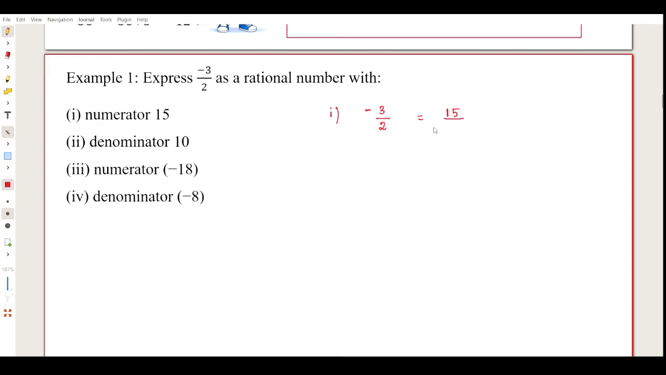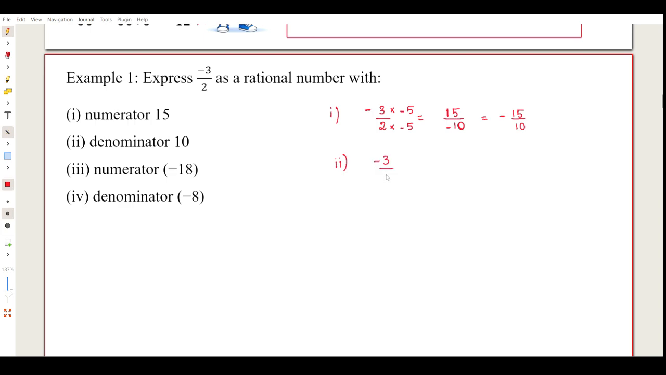Now I have to check what I should multiply with 3 to get 15. The same number should be multiplied with the denominator also. So 3 into what will give 15? Minus into minus is plus, so I should multiply by minus 5. The same minus 5 I should multiply with the denominator also. So 2 into minus 5 is minus 10.